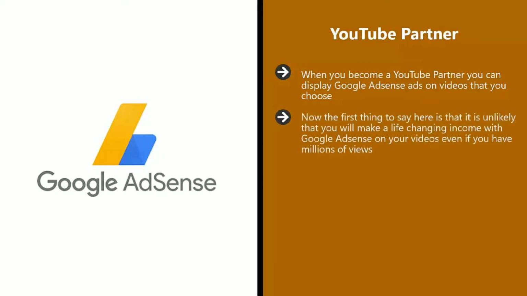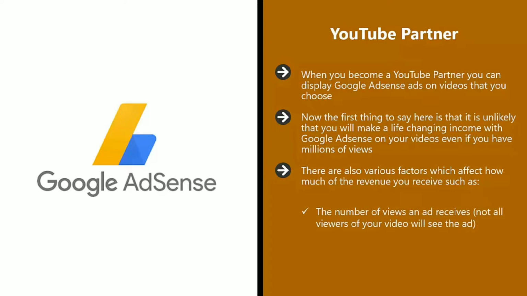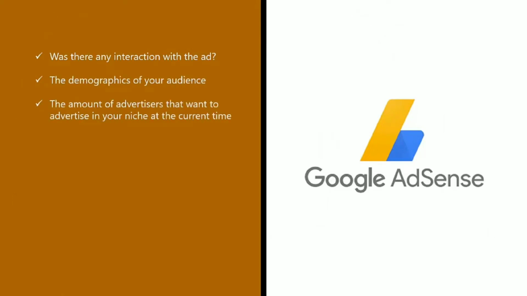Now, the first thing to say here is that it is unlikely that you will make a life-changing income with Google AdSense on your videos, even if you have millions of views. There are also various factors which affect how much of the revenue you receive, such as the number of views an ad receives. Not all viewers of your video will see the ad. The length of time that the ad was visible. Some ads are actually short videos. Was there any interaction with the ad? The demographics of your audience. The amount of advertisers that want to advertise in your niche at the current time.